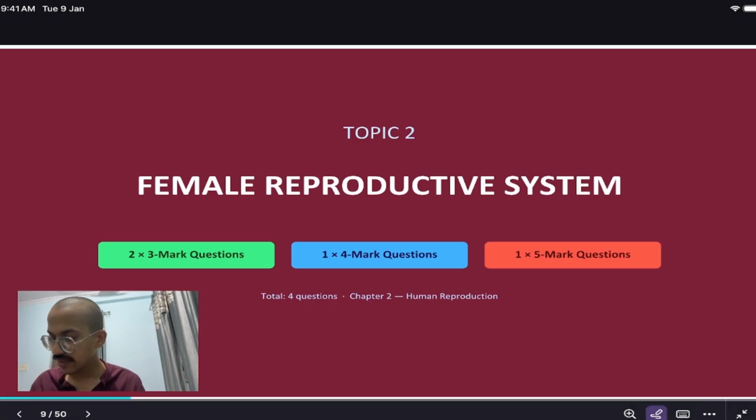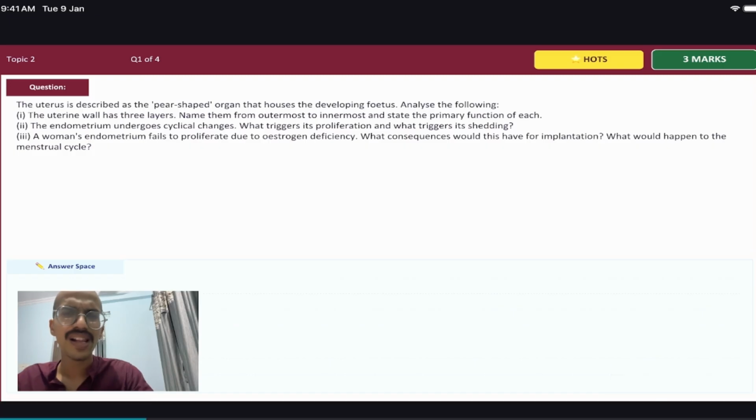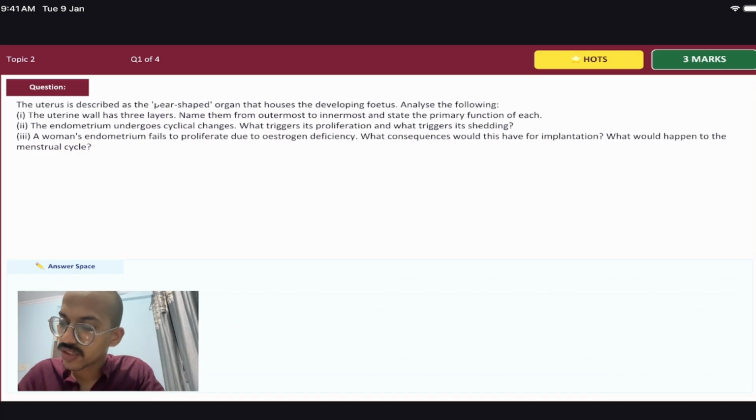Okay, so in this we have 4 questions, basic questions are there. Let's try to do it. The first one is from the uterus. It's saying that uterus is what? A pear shaped organ that houses the developing fetus. Analyze the following. Number 1 is that the uterine wall has 3 layers. Name them from outer to the inner and state its function.